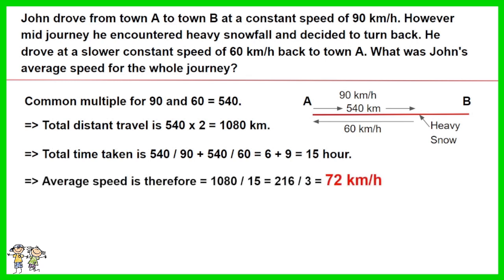Average speed is therefore equal to total distance traveled, which is 1080 km, divided by duration taken, which is 15 hours. Work out the equation and the answer is 72 km per hour.